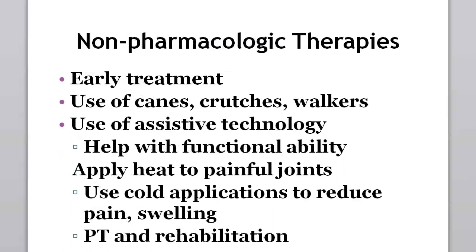Early treatment is essential, and of course educating the person about osteoarthritis, because it is a normal aging process. It may be suggested to use canes or crutches or walkers if a person becomes extremely unsteady. The use of assistive technology will help with functional ability. Sometimes it's very helpful to apply heat to painful joints, or use cold applications to reduce the swelling and the pain. And PT and rehabilitation might also be suggested to keep those joints moving and to slow down the progression of the disease.